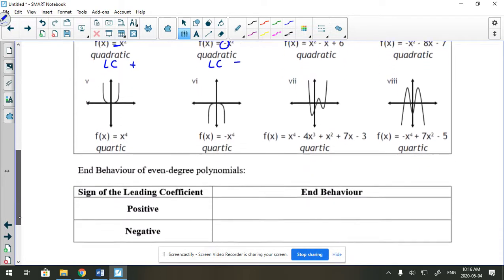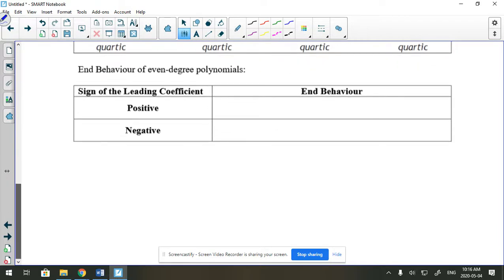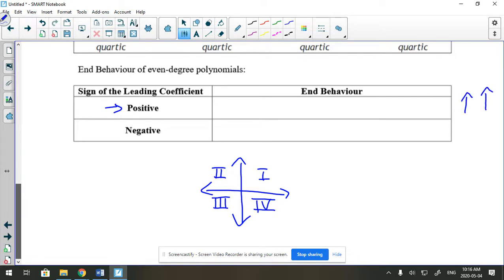So I'm going to summarize that in the chart here. And again, you're going to have to remember where your quadrants are when you do this. So this is quadrant 1, quadrant 2, quadrant 3, quadrant 4. So again, we look at the degree of the function. If it's even and it's a positive leading coefficient, that means that both your start and end of your graph are going to be pointing up.